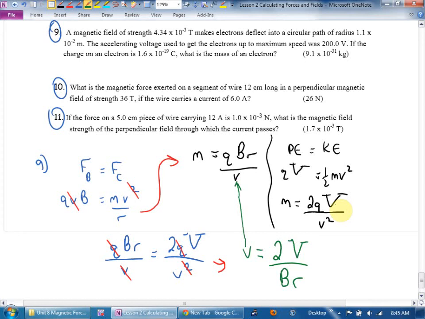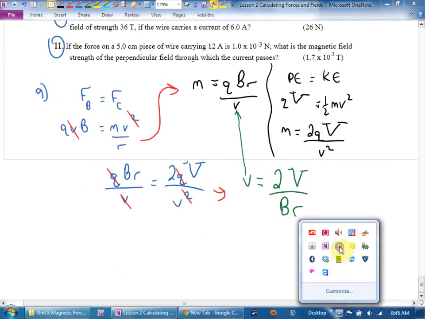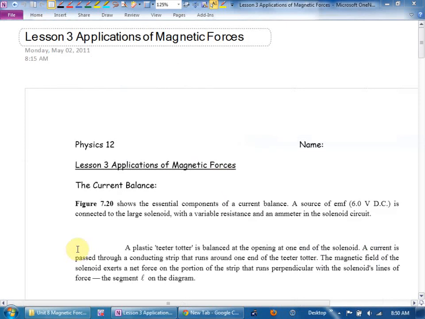Any others? So all today is going to be is neat, cool, nerdy, zany applications. So today, Dylan, we want to look at some nerdily cool applications of this right-hand rule combined with solenoids and magnetic fields. What can you do?